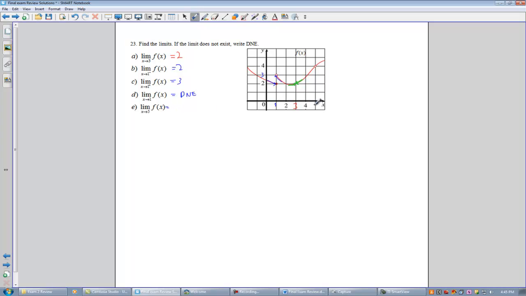Now this is different though when we go to 5. So here's 5 over here. As we go to 5, we see from the left we hit 4, and from the right we hit 4. And since those values agree, we conclude that the limit as x goes to 5 of the function is actually 4. And so that's how we do limits from a graph.